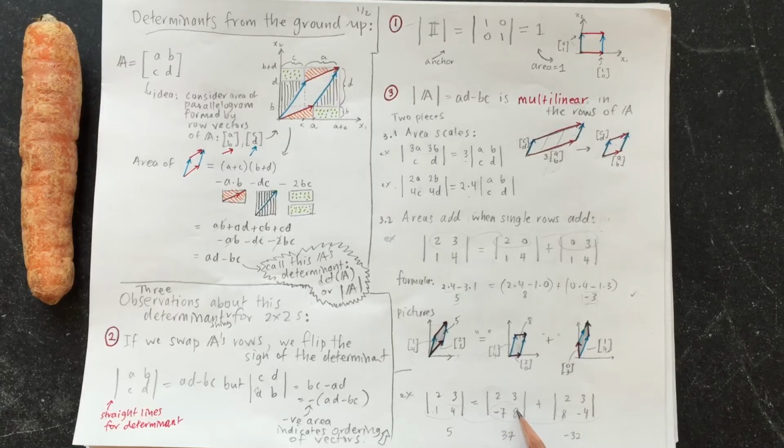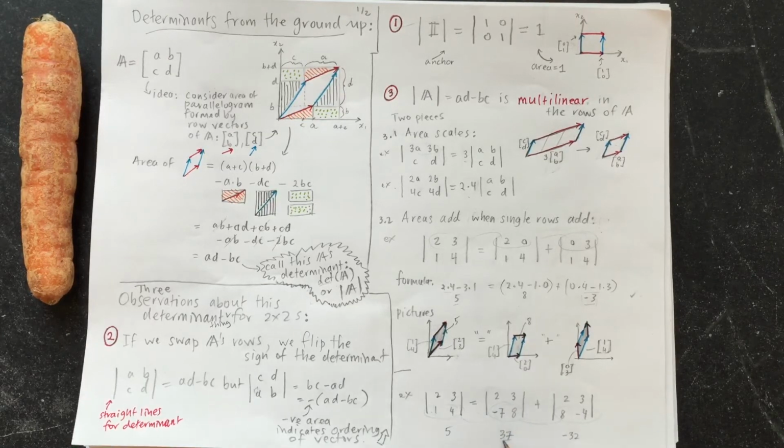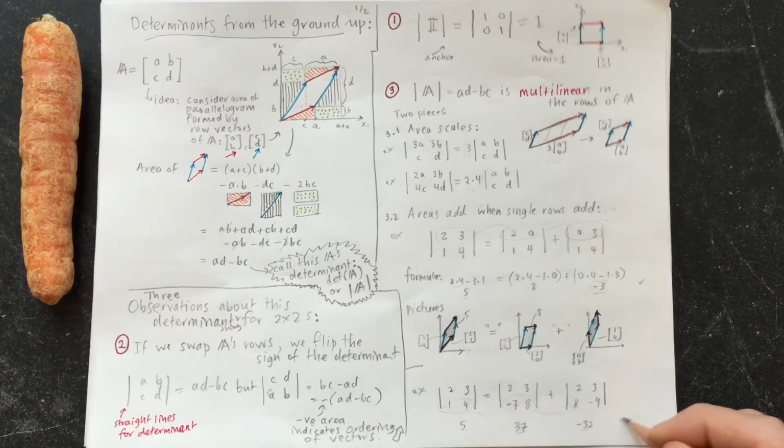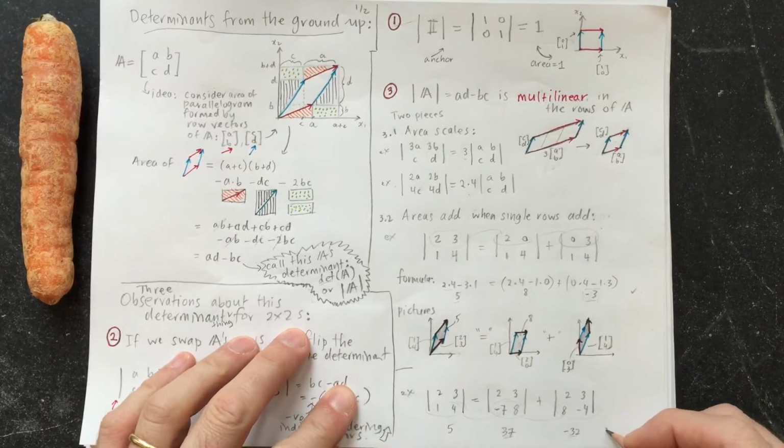So 2 times 8, 16. You can always get a little tripped up with this. It's minus 3 times minus 7. So that's plus 21. So 37. And then minus 8 and minus 16. Minus 24. So it's minus 32. So 37 minus 32 equals 5. So that's good. All right.